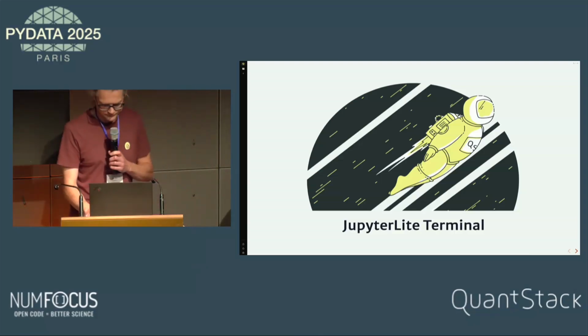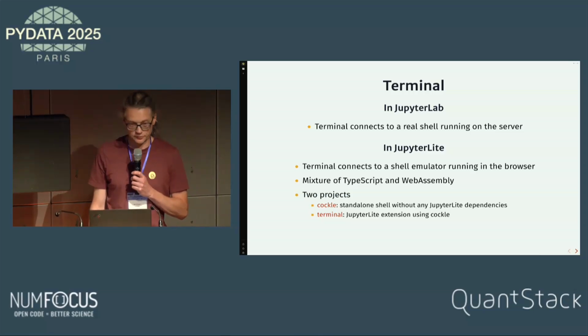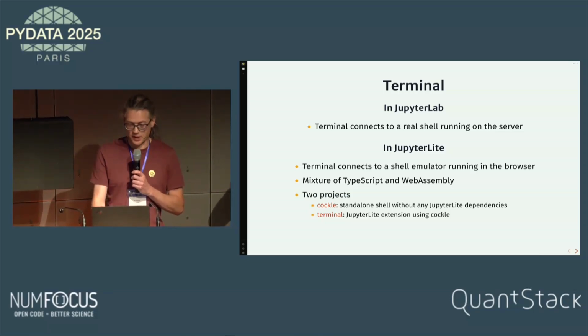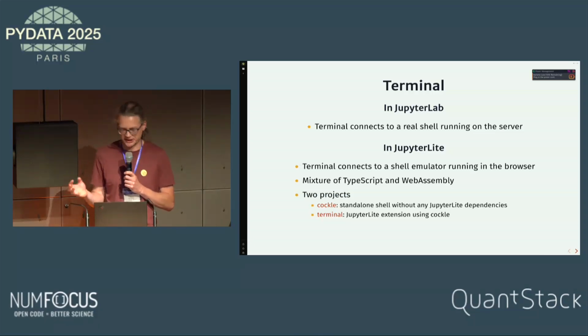Thanks, Isabel. Another use of Emscripten-forge packages is in the JupyterLite terminal. If you've used JupyterLab, there's a terminal in the front end that connects to a real shell, such as Bash, running on the server. In JupyterLite, we have an equivalent, but everything runs in the browser. So we have a shell emulator, a Bash-like shell, running in the browser. The commands that are run are the same commands you would run on any POSIX system, compiled to WebAssembly, plus there's some TypeScript code that combines it all together.